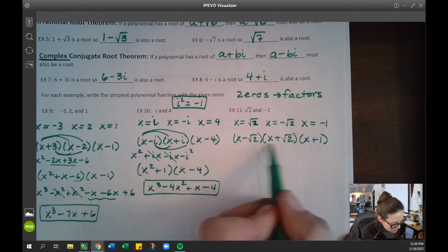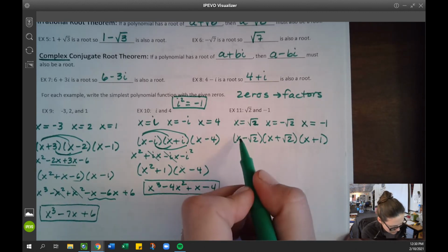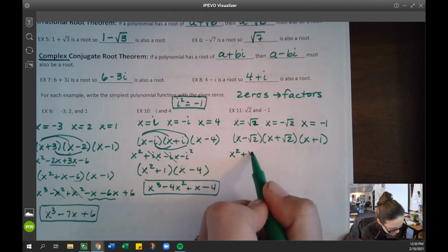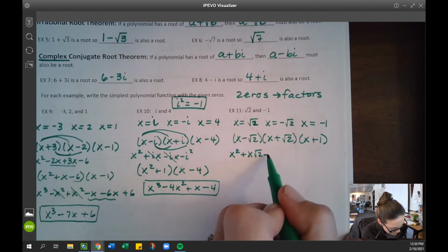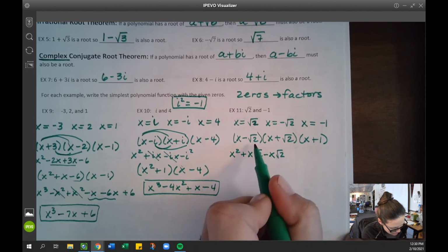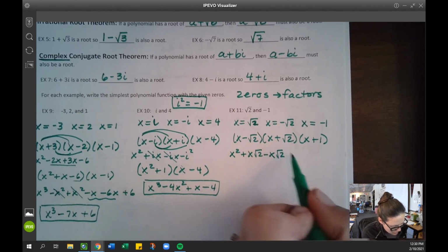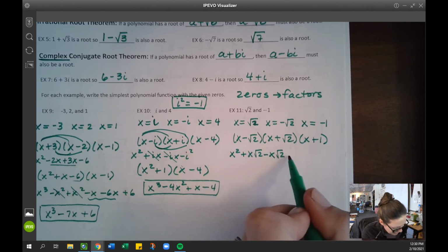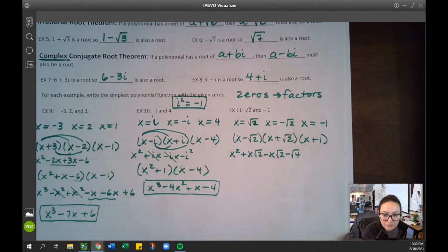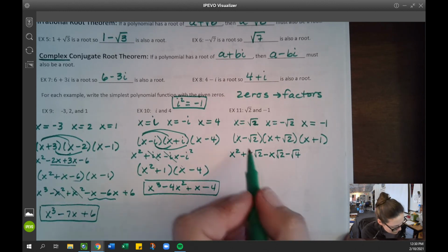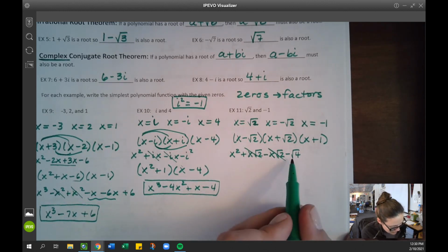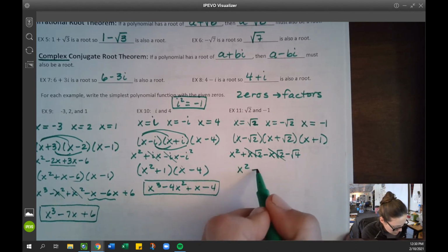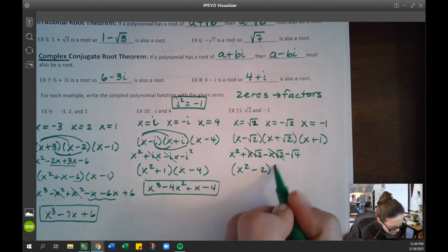All right, we're going to multiply the paired factors together first. x times x is x squared. Then I have plus x times the square root of 2 minus x times the square root of 2. And when I do square root of 2 times square root of 2, I can actually multiply those together. So I have minus square root of 4, 2 times 2. Those cancel out, and 4 is a perfect square. The square root of 4 is just 2. So I'm left with x squared minus 2.